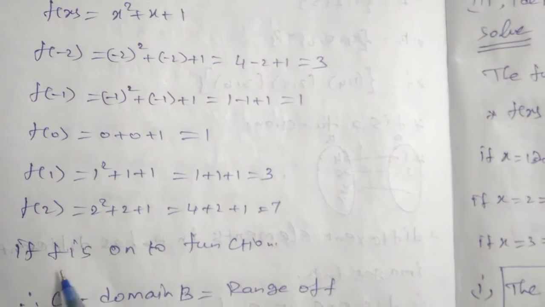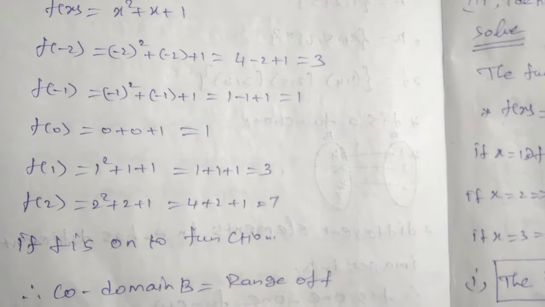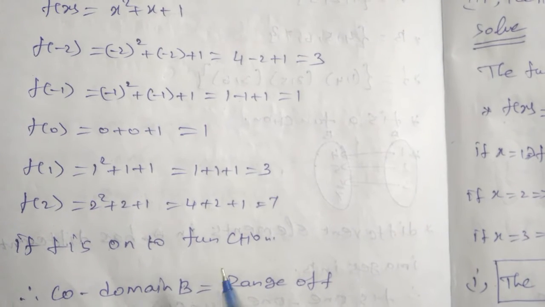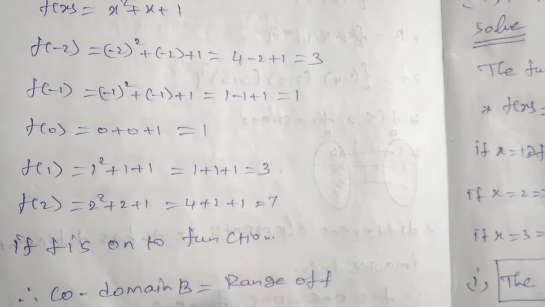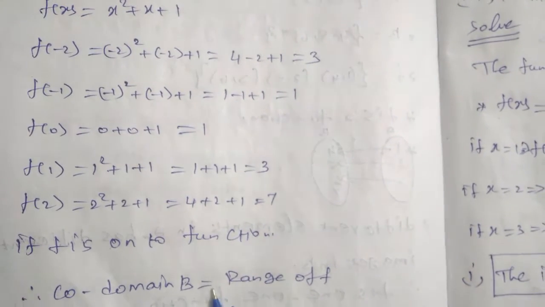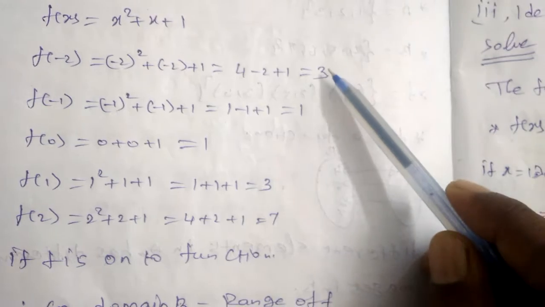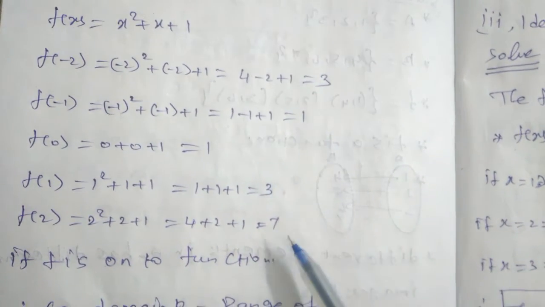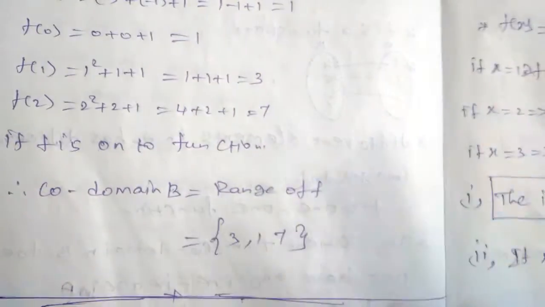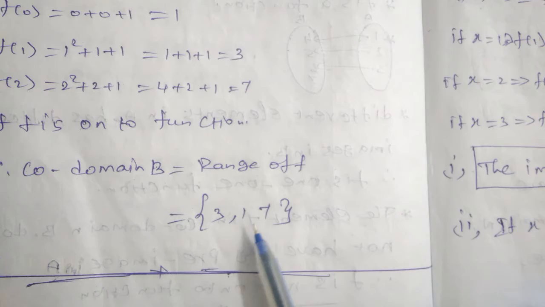If f is given as an onto function, then the codomain is equal to the range of f. Already we found the range of f. 3, 1 and 7 is the range of the given function. So the codomain is equal to the range, which is {1, 3, 7}.